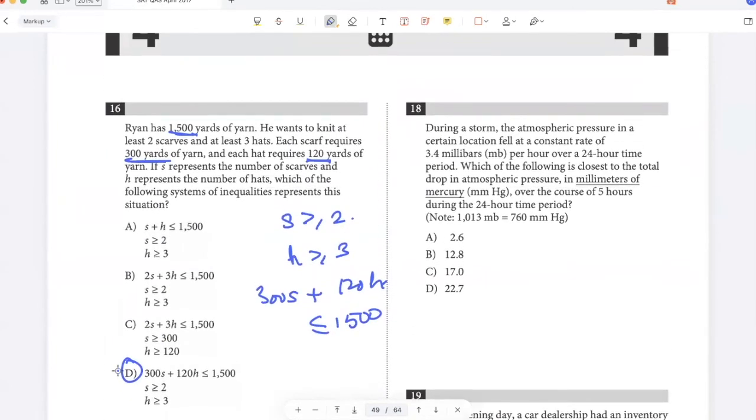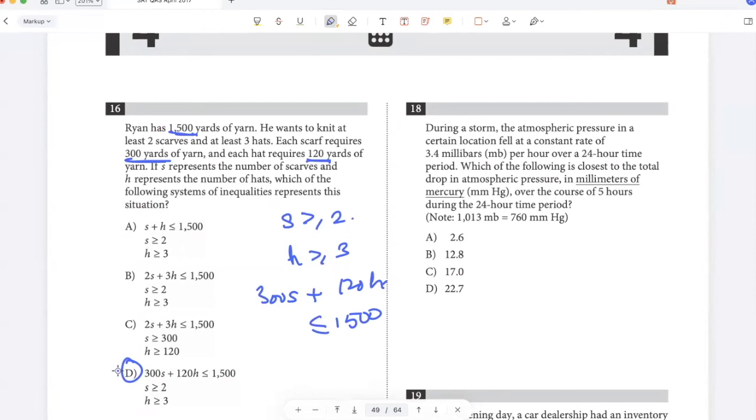During a storm, the atmospheric pressure in a certain location fell at a constant rate of 3.4 millibars per hour over a 24-hour time period. Which of the following is closest to the total drop in atmospheric pressure in millimeters of mercury over the course of 5 hours during the 24-hour time period?